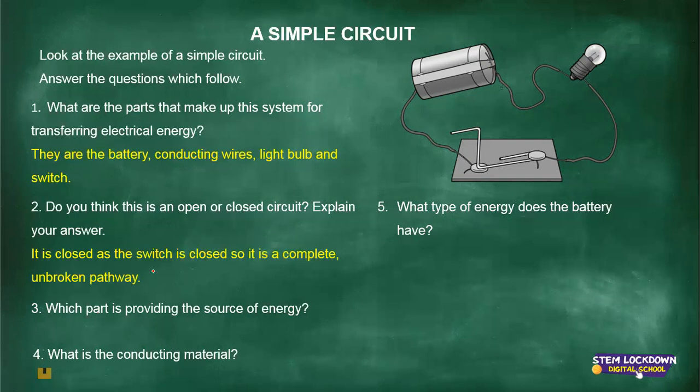So it is closed. As the switch is closed, it's a complete unbroken pathway. So this is a closed circuit because the switch here is closed. So it's an unbroken pathway. Okay, so remember the words, an unbroken pathway. It's allowing the current to flow from the cell, goes through, and it goes to your battery, to your light bulb. So which part is providing the source of the energy?